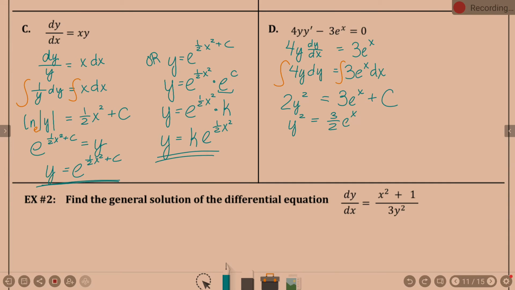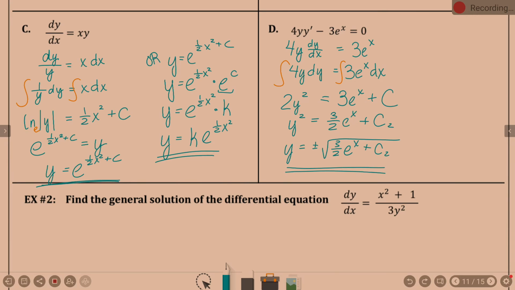You're not going to see c over 2. You're going to see it stay c, or what you're going to see in the notes is they might change it to a c2. So it's just saying it's a slightly different constant. It's the previous constant divided by 2. Solve for y: y equals plus or minus the square root of 3 halves e to the x plus c2. Again, most often that's the solution you're going to see.